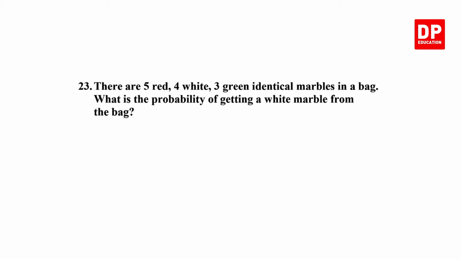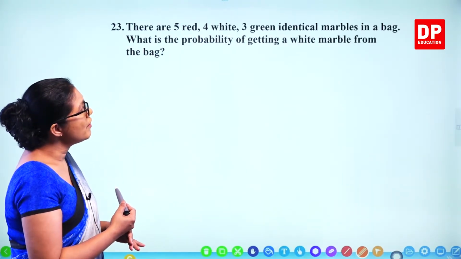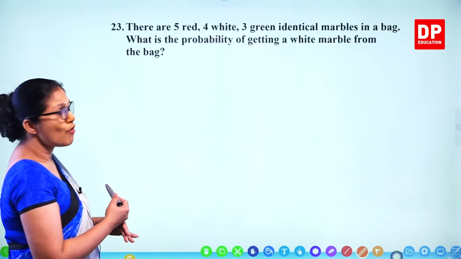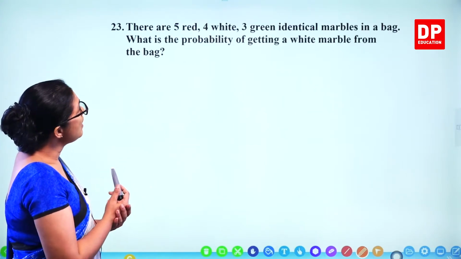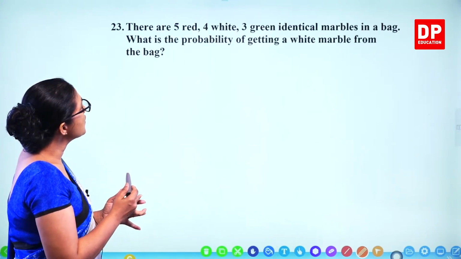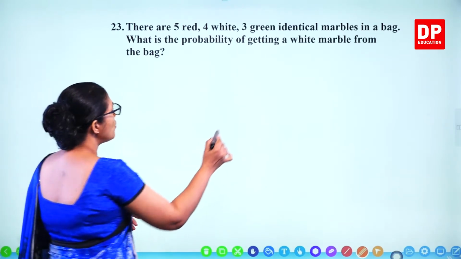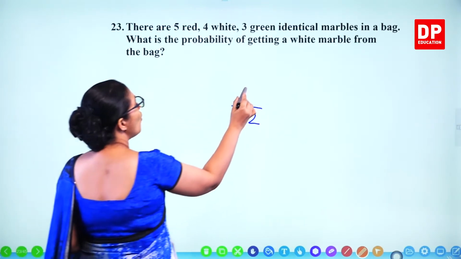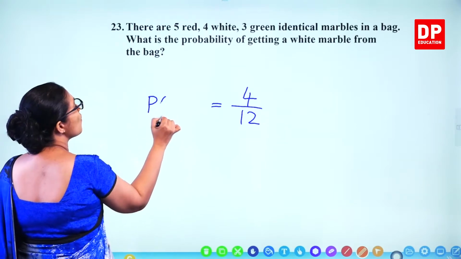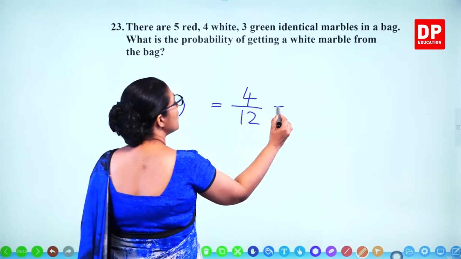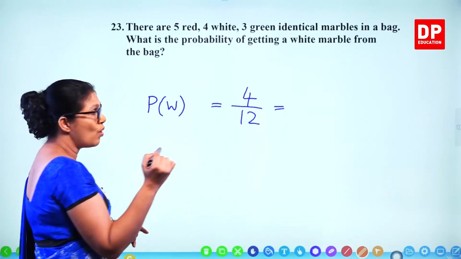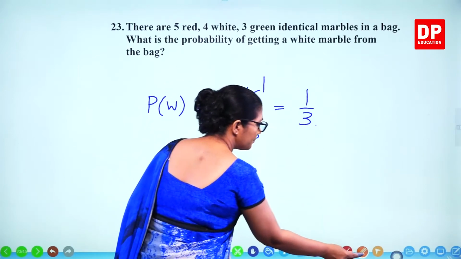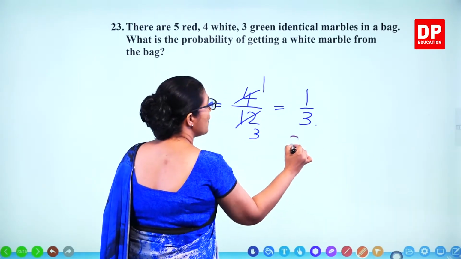Question number 23. There are 5 red, 4 white, 3 green identical marbles in a bag. What is the probability of getting a white marble from the bag? Altogether, how many marbles are there? 5 plus 4 plus 3, 12. Out of 12, how many white ones are there? 4. So the probability of getting white is 4 over 12. You can simplify. Divide by 4: 4 times 1, 4 times 3. 1/3. You get 2 marks for that.